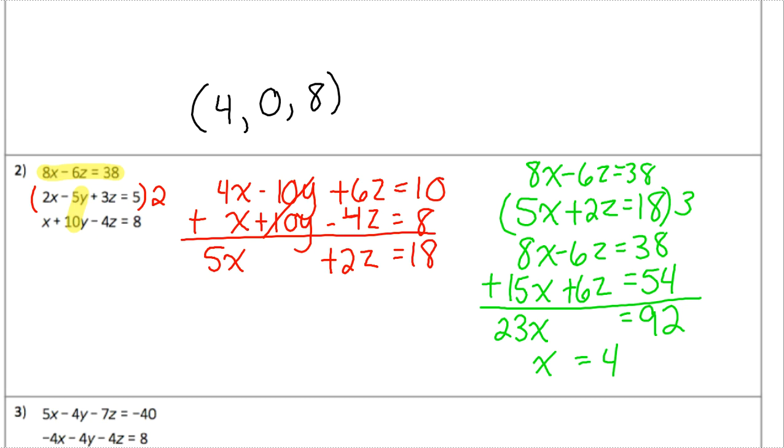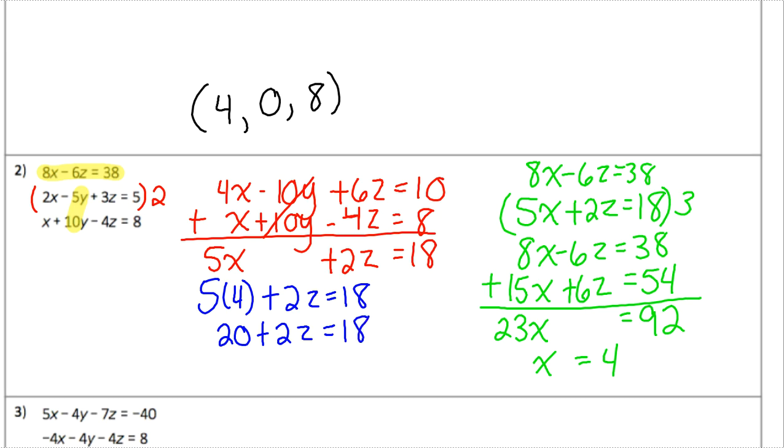So we have one of them. Now I need to find the next one. So I'm going to plug back in here that x value to one of my original equations. So I'm just going to come right here and do it. 5 times 4 plus 2z equals 18. That's going to give me 20 plus 2z equals 18. When I solve that down, I get that z is negative 1.